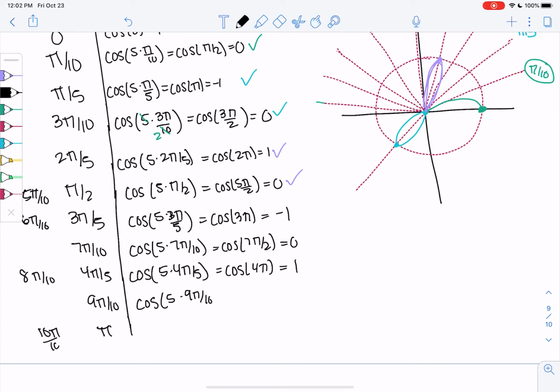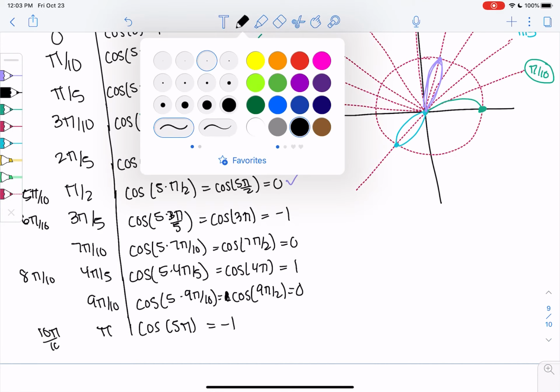The next one, we get cosine of 9 pi over 2, which is 0, and then for pi, we get cosine of 5 pi, which is -1. So let's see. I like these colors better.